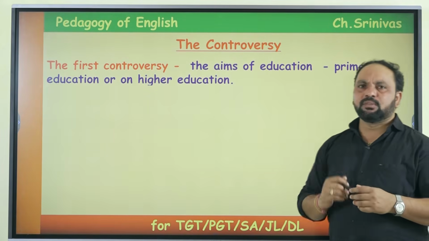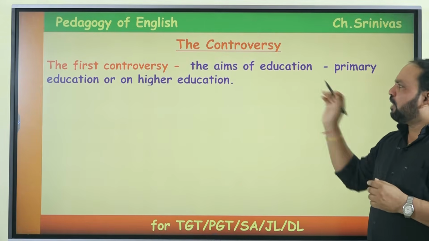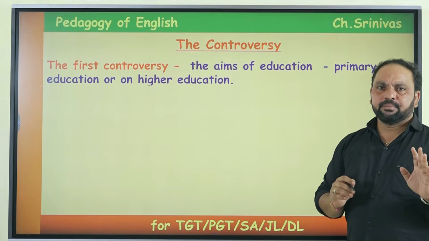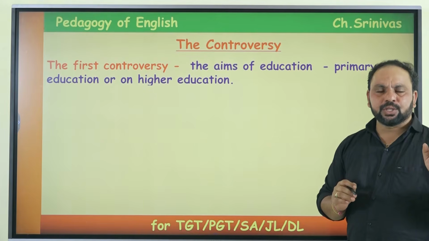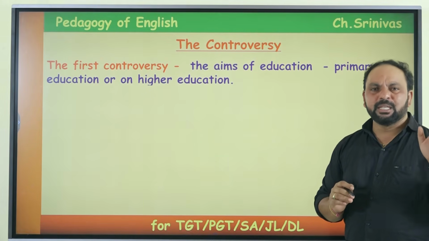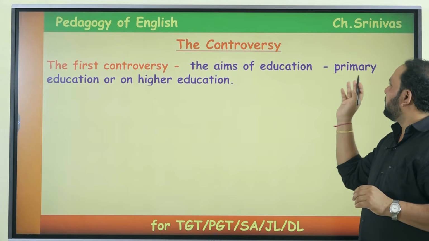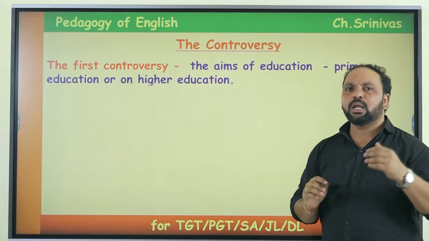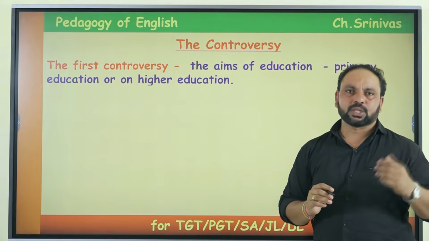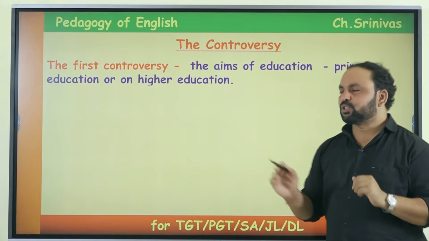So the first controversy is that the aims of education are not clear. What were the aims of education on which that amount should be spent? Whether it is on primary education or on higher education. That was the first controversy.